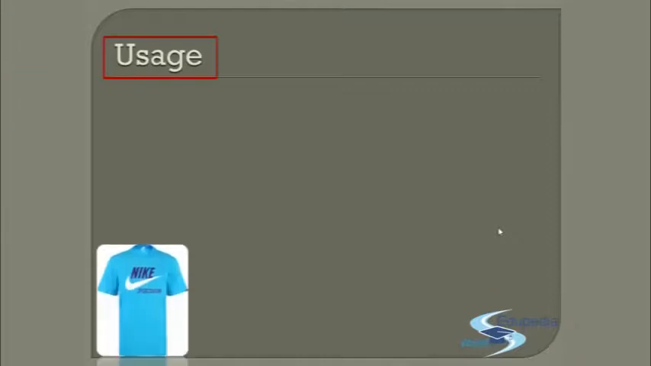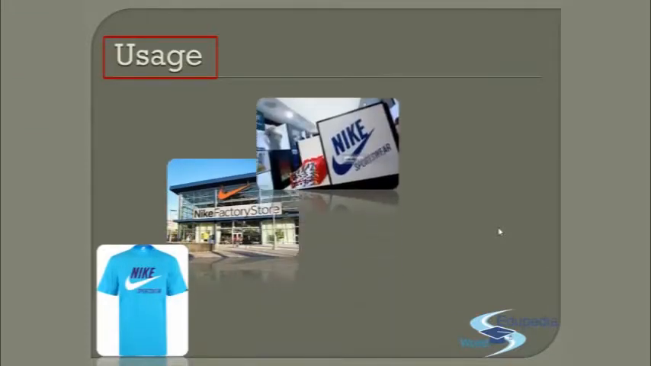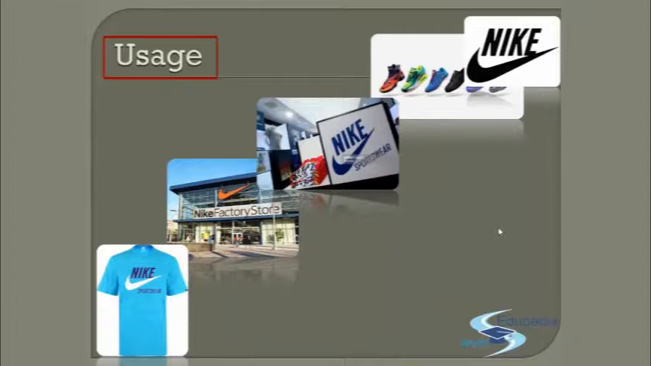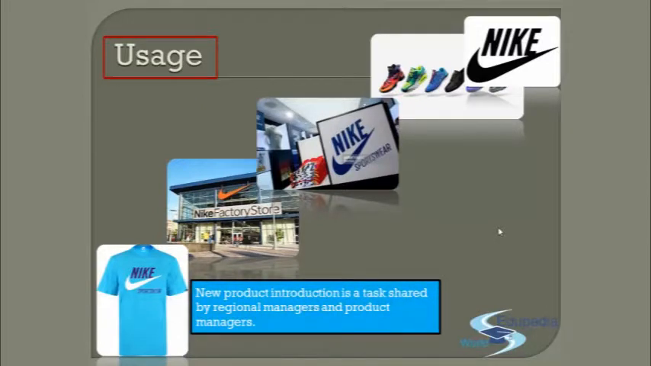Nike is another company that utilizes the matrix organization successfully. New product introduction is a task shared by regional managers and product managers. While product managers are in charge of deciding how to launch a product, regional managers are allowed to make modifications based on the region. So I hope, students, the advantages, disadvantages and usage of the matrix form of structure is clear to you.